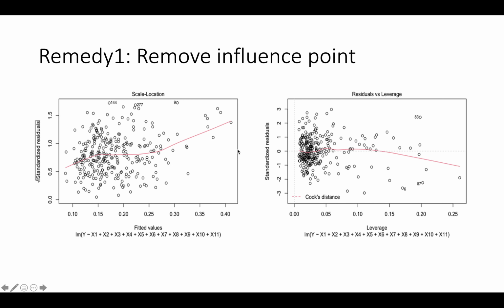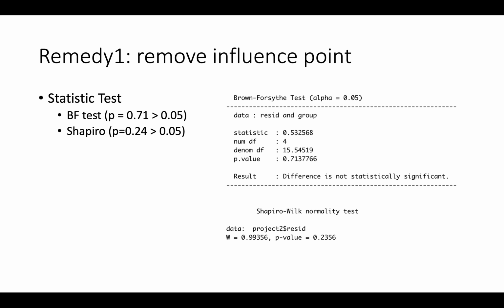And from the third plot, we can see the variance is still going up, so it might be an issue that this dataset violates the constant variance assumption. And from the fourth plot, we can see that the major influential points have been removed. So to confirm whether this dataset violates constant variance and normality, I ran the BF test and the Shapiro test.